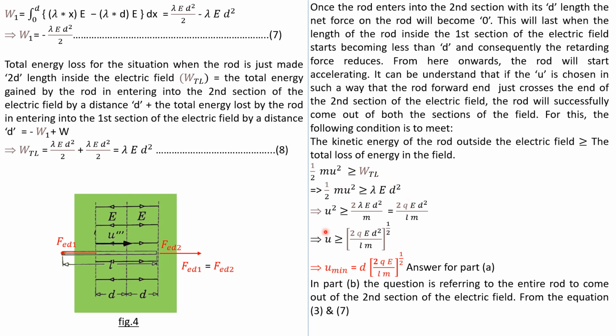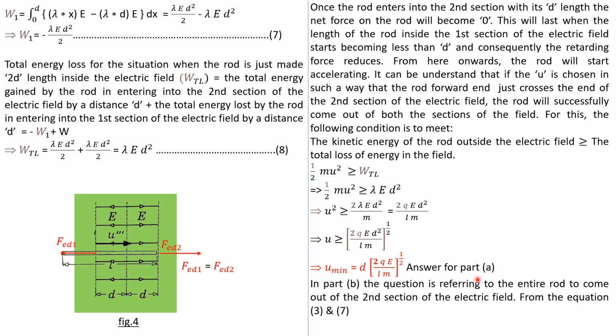So from here we will get u greater than or equal to, square root of, 2 small q E d square in the numerator divided by L m, whole thing in bracket. So from this expression we can say that u minimum should be d into this. So this will be the answer for your part A.